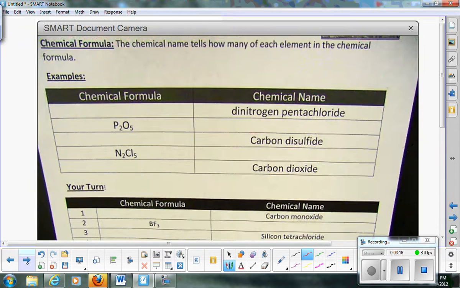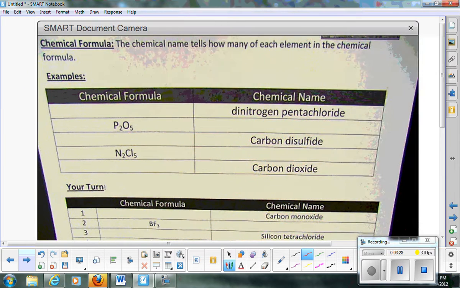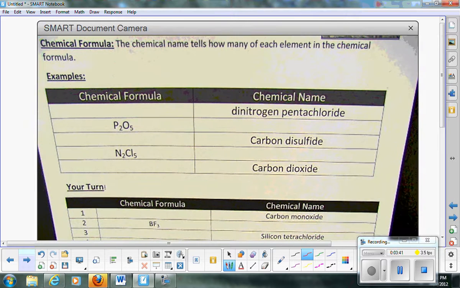Okay? So, your job, and I told you this one was an easy one, right? I've given you up above all the prefixes. All you have to do, notice there's no place for charges on this one. All you have to do is either give a formula or the name. That's it. Formula or name. Okay? Questions? Got it?